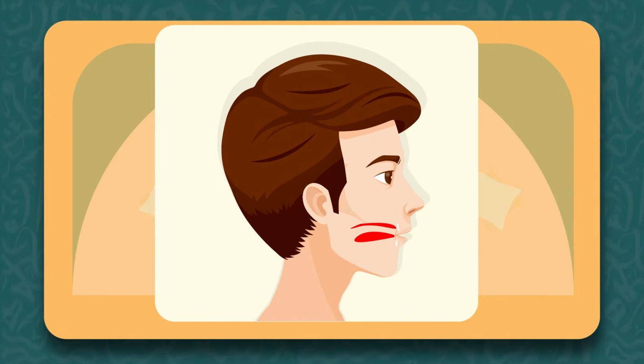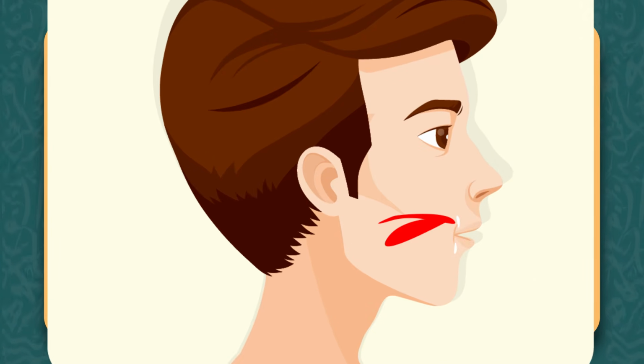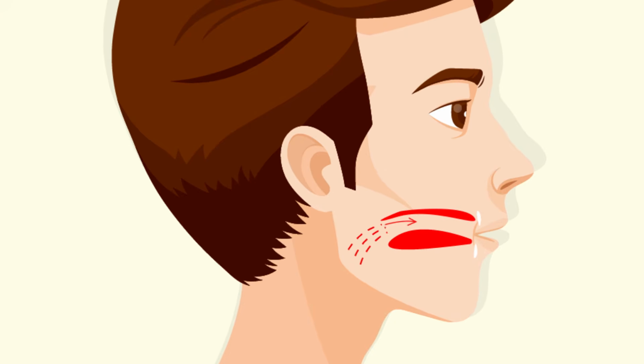To pronounce ka correctly: 1. Raise the back of your tongue to touch the soft part of the roof of your mouth, the soft palate. 2. Block the airflow completely. 3. Release it clearly without adding a strong burst of air.